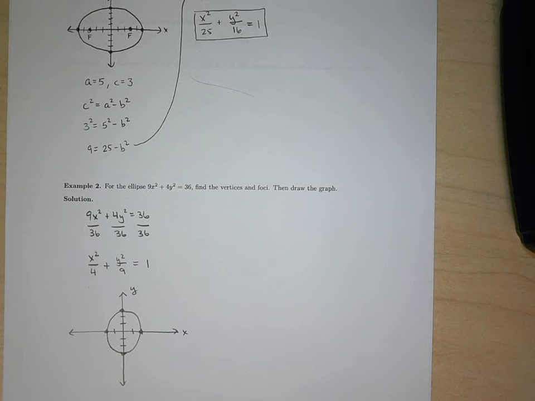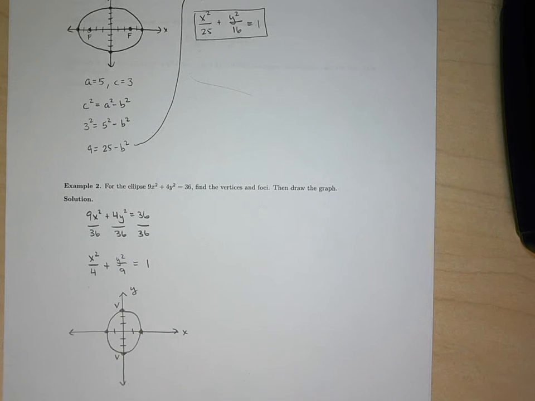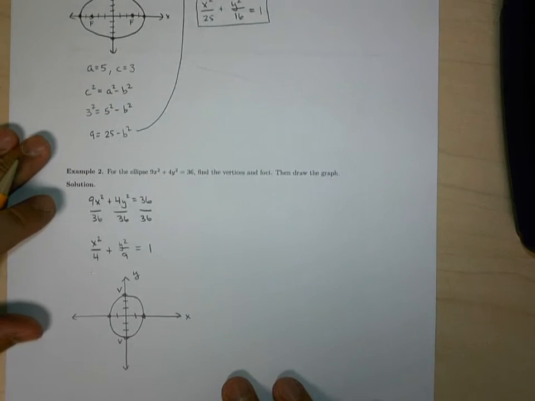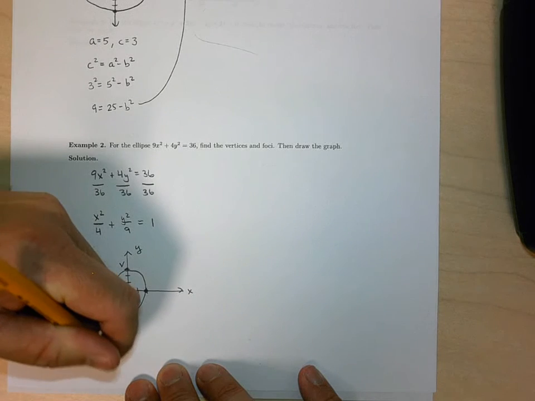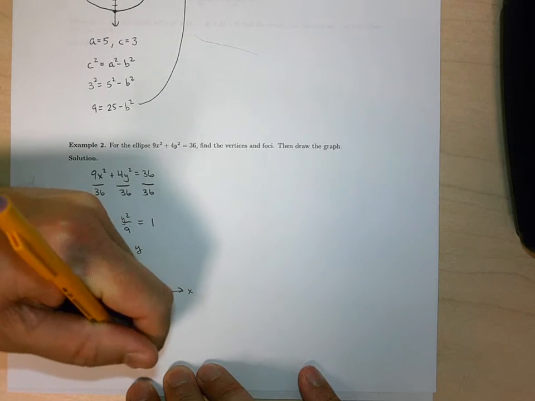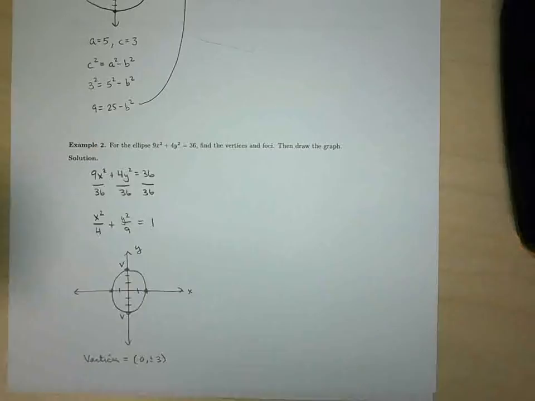Now let's find the vertices and foci. The vertices are the endpoints of the major axis, so they're right here. And so we can see quickly that the vertices are 0, 3, and 0, negative 3. In other words, 0 plus or minus 3.